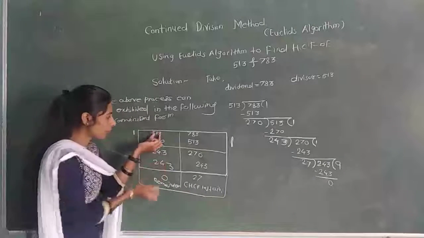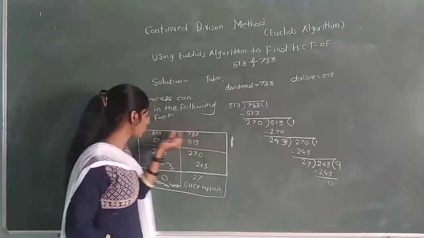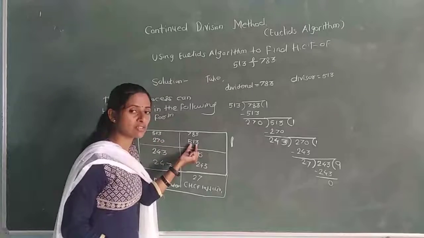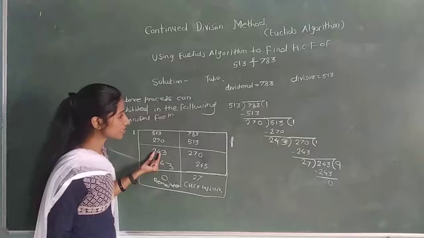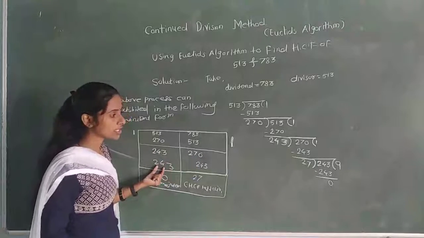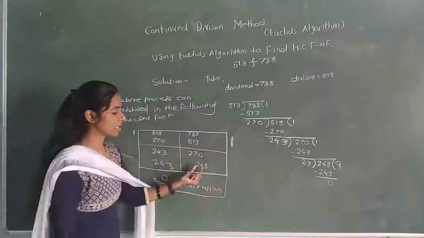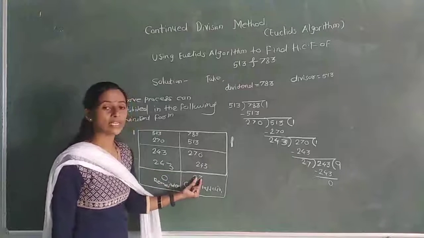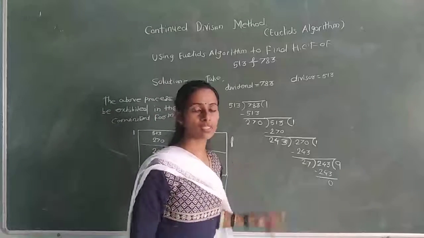So how to do this? First, 513 is the divisor, 783 is the dividend, so the quotient is 1. Next, 270 is the divisor, 513 is the dividend, quotient is 1. Next, 243 is the divisor, 270 is the dividend. Next, 243 is the dividend. Next, the remainder is 0, and 27 is the last divisor, that is the required SCF. Clear? Now we see the next example.